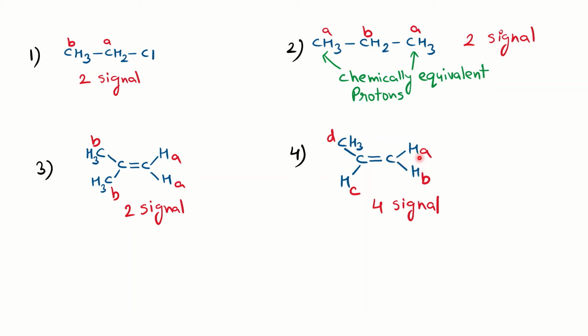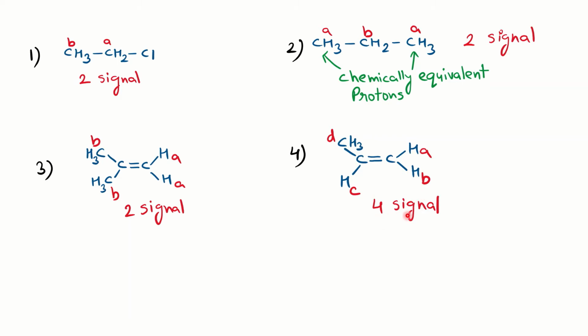The two are chemically equivalent or non-equivalent. As you can see with respect to this double bond, one is in the environment of methyl, or you can see it is cis to the methyl, and the other HB proton is trans to the methyl. So therefore we can say the two protons are chemically non-equivalent and will give you separate signals.